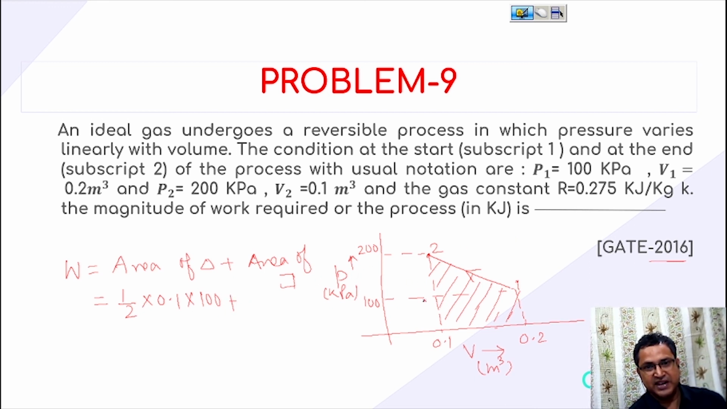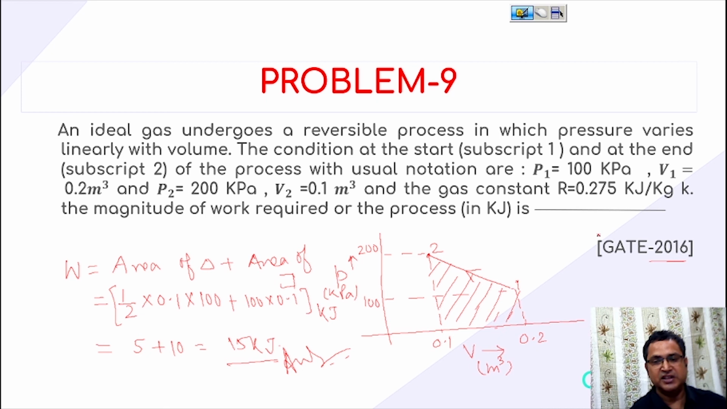Plus the area of this rectangle. So what is the area of the rectangle? That is 100 into 0.1, times 10 raised to the power 3. So we are taking it as joule. So how much work is being done? That is 50 multiplied by 0.1, that is 5, plus this is 10, that is 15 kilojoules. So the magnitude of the work required in this process is 15 kilojoule. This is your answer: 15 kilojoule of work has been done in this entire process.